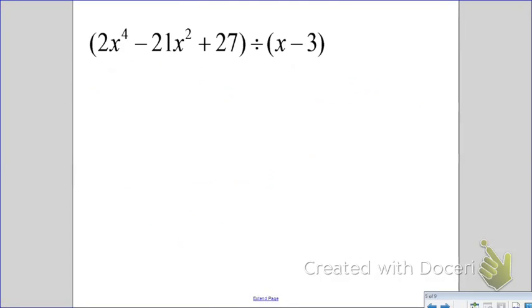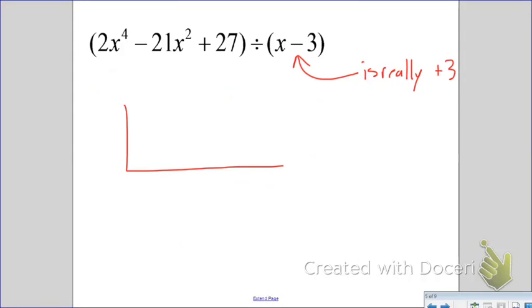One more problem. So I noticed right off the bat in this problem that I don't actually have all the powers. I have 4, I have 2, and I have 27. I don't actually have our power 3 or our power 1. So first thing we should look at is that x minus 3 is really positive 3, not negative 3. So let's set up the synthetic guy. Remember I said we're going to use positive 3.